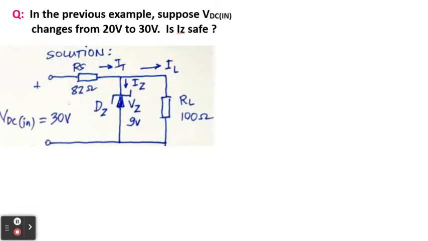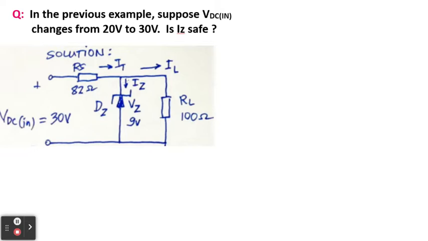As you can see in the circuit, we have an 82 ohm RS, a 9 volts VZ, RL of 100 ohms, and VDC in, which is 30 volts DC. Take note that the current coming from the voltage input is called I total or IT, and the current going through the RS is called IRS or IS, and IT is also equal to IS.